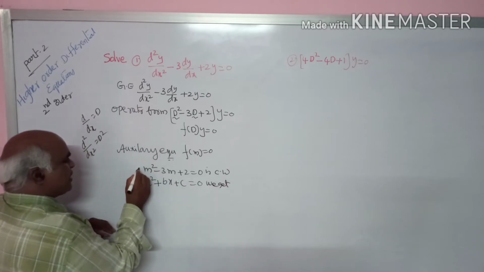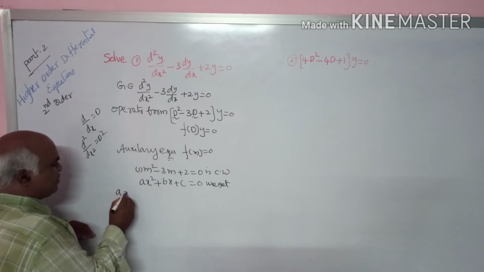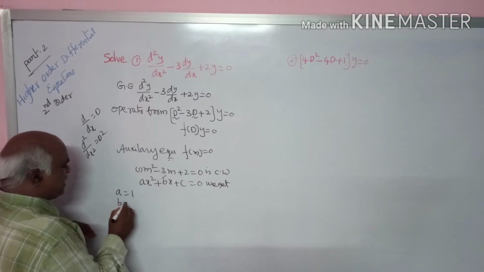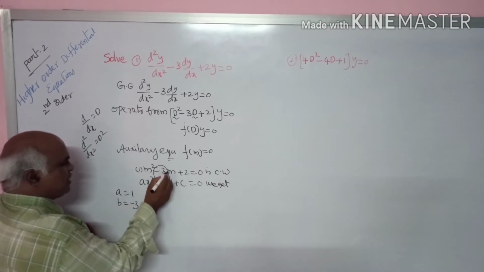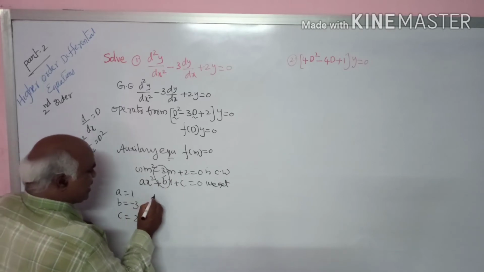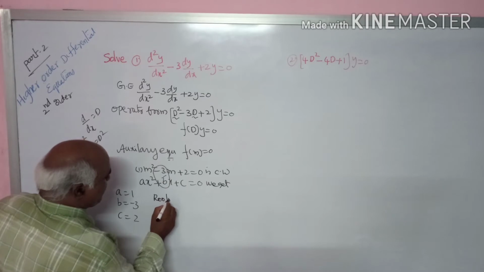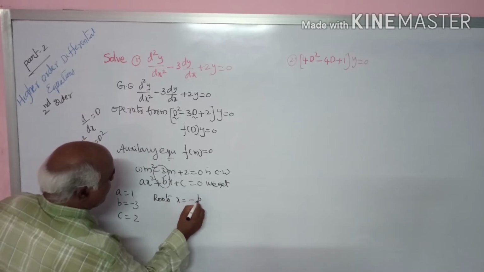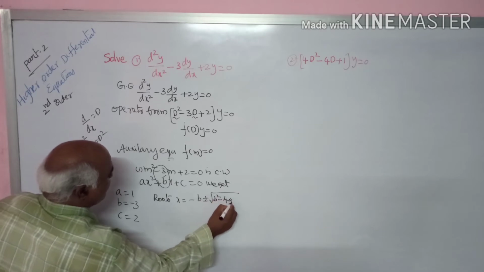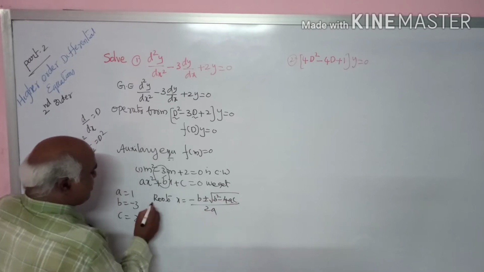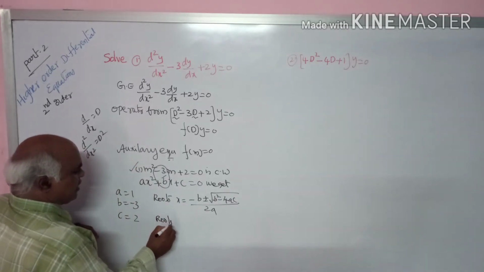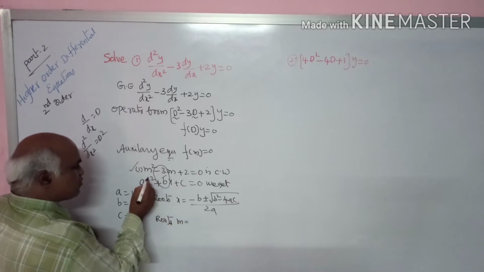Comparing with ax square plus bx plus c equal to 0, what do we get? What is the coefficient of m square? That is 1, a is equal to 1. What is the coefficient of m? That is b, b is equal to minus 3. What is the constant? c is equal to 2. For the quadratic equation, the roots are x is equal to minus b plus or minus root of b square minus 4ac by 2a.